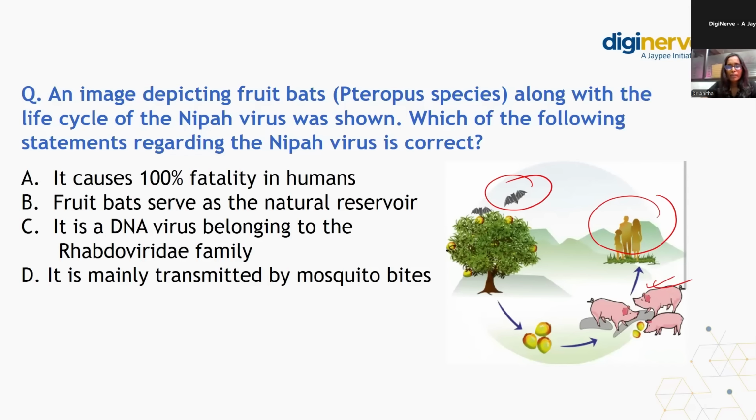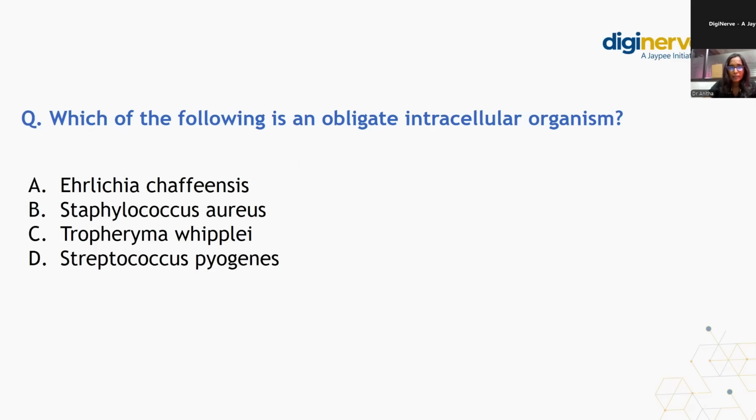Okay. So Nipah outbreaks have been seen in Kerala and all. It doesn't cause 100% fatality, it is 80 to 90%. And as seen in the figure, fruit bat acts as the natural reservoir. Yes, this is the correct answer. It is not a DNA virus. It is an RNA virus belonging to paramyxovirus. It's not the Rhabdoviridae family, and it is not transmitted by mosquito bites. It is transmitted by bats, or close contact with pigs, or close contact with infected humans. Okay, so the correct answer would be fruit bat serves as a natural reservoir.